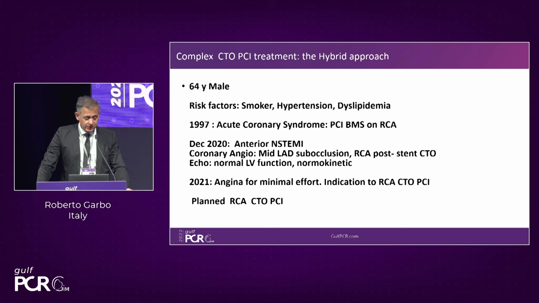The first one is a case of a 64-year-old male, hypertensive, dyslipidemic smoker with a long history of CAD, with a 1997 ACS, treated with a bare metal stent on the right coronary artery. And then in December 2020, with an anterior non-STEMI, we performed an angio that showed a mid-LAD subocclusion and an occlusion of the right beyond the stent. So we don't know exactly the time of the occlusion. Then the LAD was treated with a drug-eluting stent, and then for angina a new attempt at RCA CTO PCI was indicated. So this is the case.